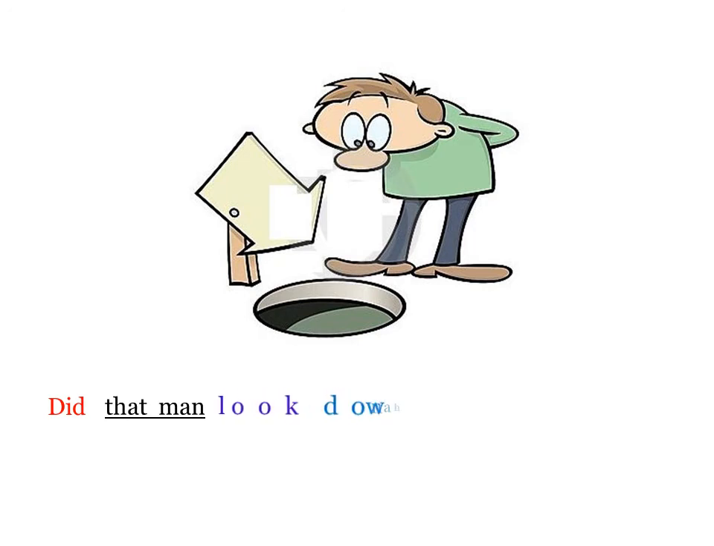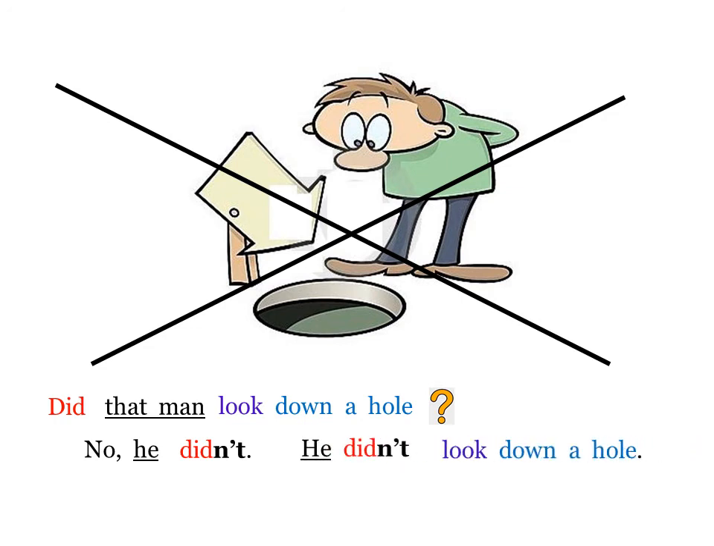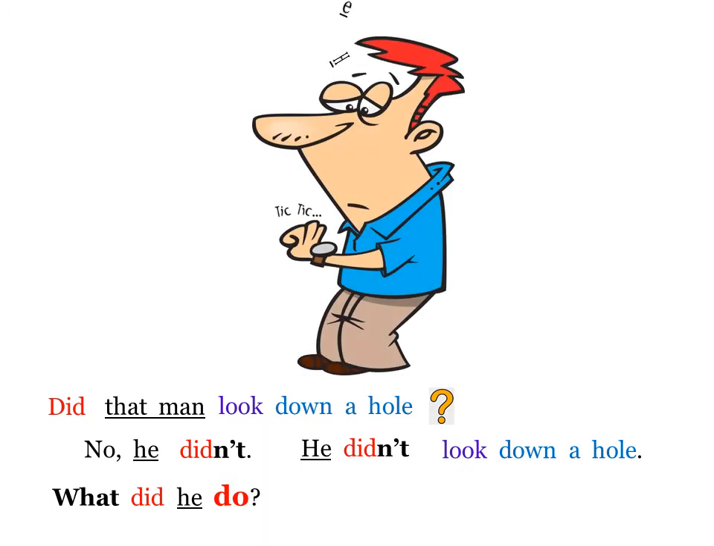Did that man look down a hole? Yes, he did. Did that man look down a hole? No, he didn't. He didn't look down a hole. What did he do? He looked at his watch.